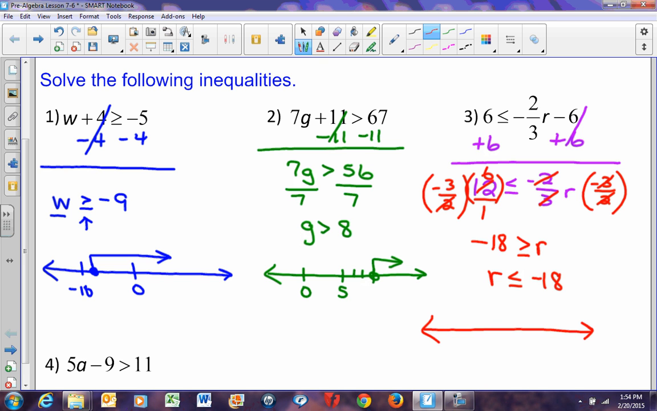So I'm less than or equal to negative 18, so this is 0. Whoops, I messed that up. This would be negative 18. Let's say this is 0. Less than or equal to negative 18 is a closed circle at negative 18. The line goes to the left.